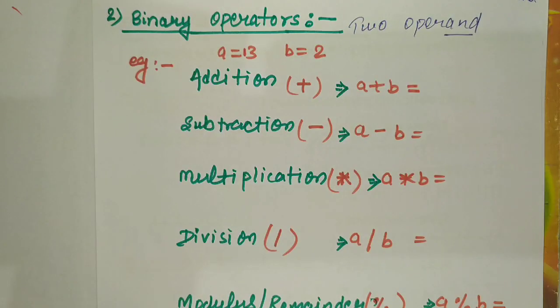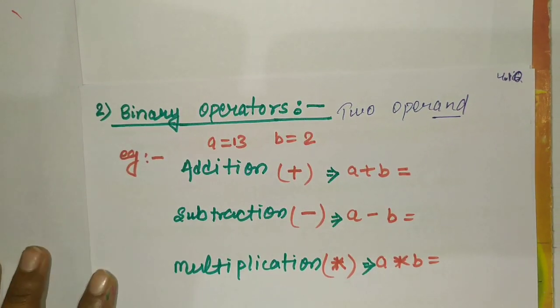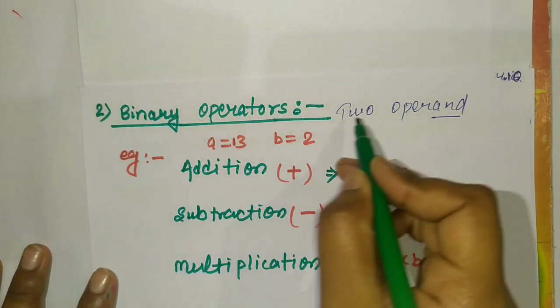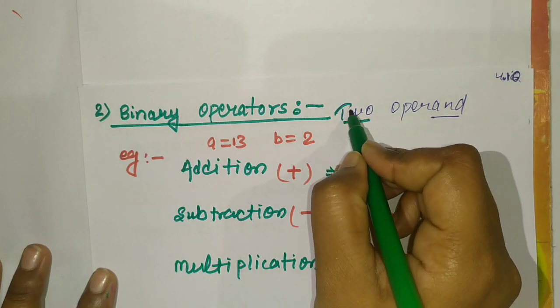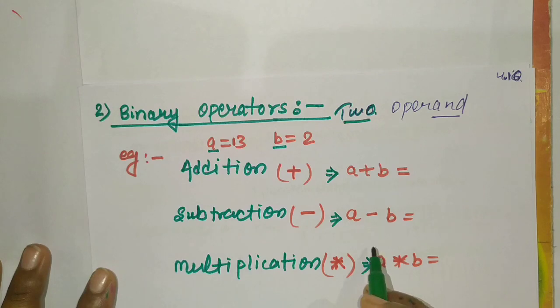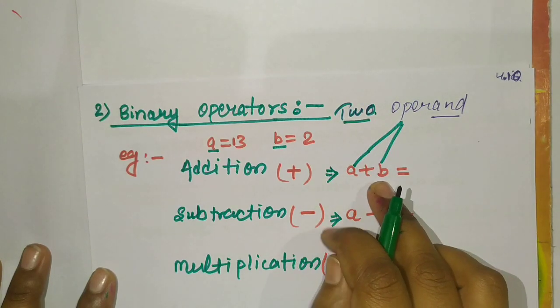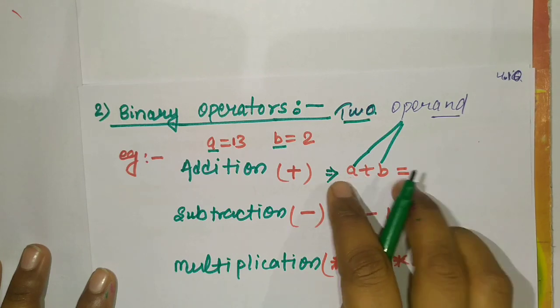The binary operator. In a unary operator there is only one operand, but in a binary operator there are two operands. That means the operation will be performed between two operands. A and B are operands. The operation will be performed between the two operands.